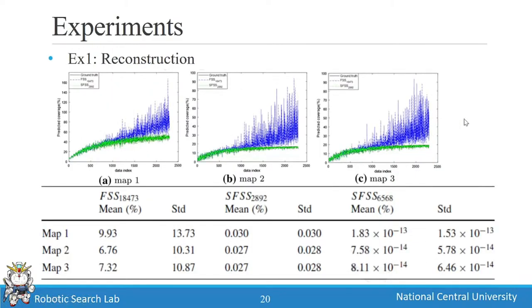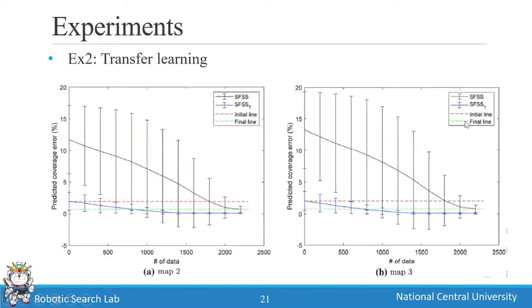For experiment 1, here is the result. We can find the SFSS algorithm has better performance than FSS since we find a better Fourier support. Here is the full Fourier support, and this is another, partial Fourier support. We can find that in this case, we can recover the coverage function accurately. For the second experiment, we find the transfer learning algorithm has better accuracy than the SFSS algorithm. This experiment shows that given the initial Fourier coefficient, the algorithm can learn more accurately.